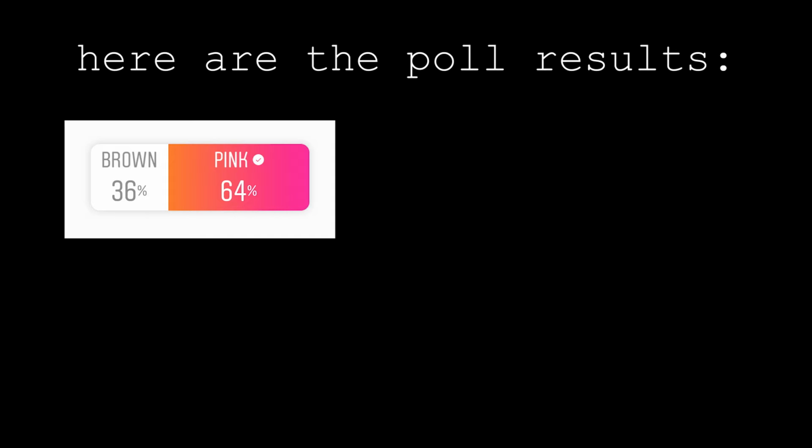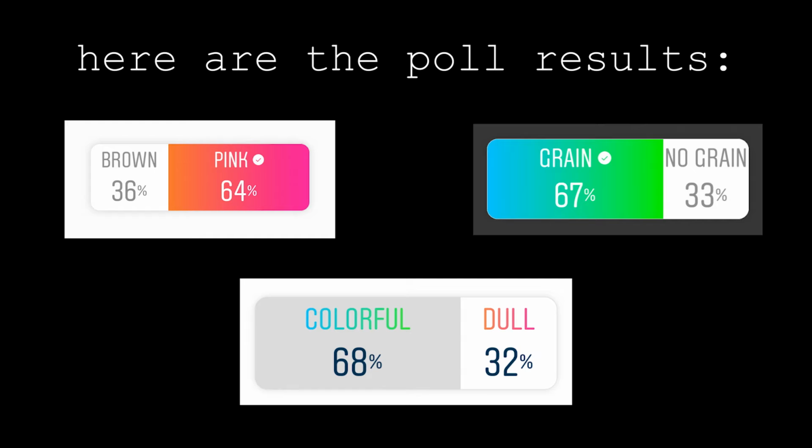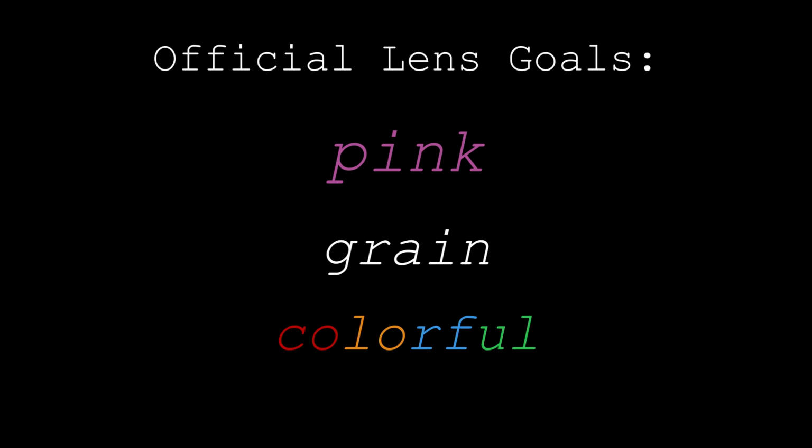So between pink or brown, pink won by 64%. And then between grain or no grain, grain won by 67%. And then between colorful and dull, colorful won by 68%. So the filter is going to be a pink filter that has grain and that is colorful.